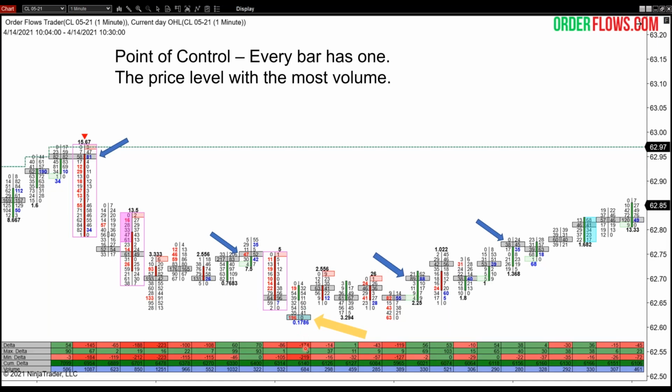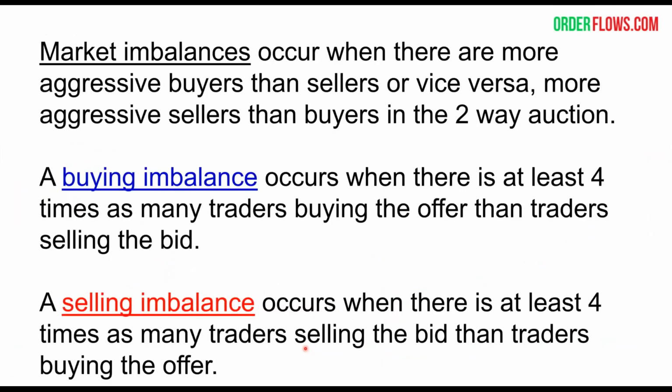That's the delta. Now, the third part is imbalances. Market imbalances occur when there are more aggressive buyers than aggressive sellers, or vice versa, more aggressive sellers than buyers in the two-way auction. Remember, a market trades in a two-way auction. It's 26 bid at 27, right? And how the market reacts when it trades 26 versus it trades 27 can give you clues, right? If you have an imbalance, you can have a buying imbalance, which would occur when there's at least 4 times as many traders buying the offer than traders selling the bid. A selling imbalance is the opposite. It's when there are at least 4 times as many traders selling the bid than traders buying the offer, right?